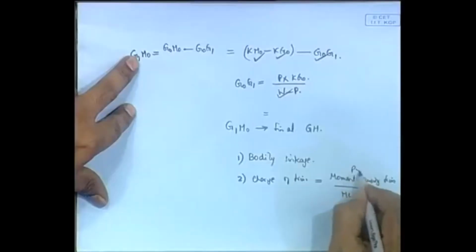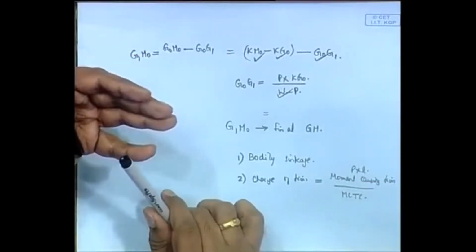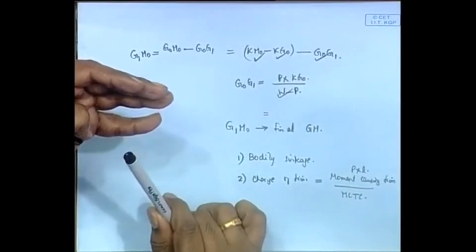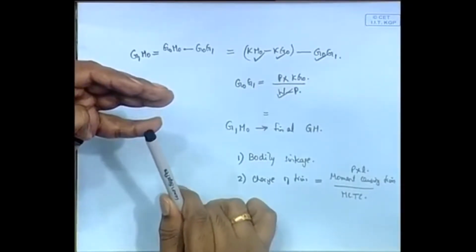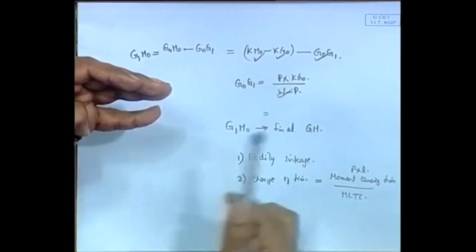You just have to find the moment anyway. So, W into D by MCTC. In this case, it becomes P into L by MCTC. In fact, there are only three types of problems. One is when a weight is added at some point; the distance from that point to the center of flotation becomes D and W is the weight added. If it is removed, then it's bodily rise, it's just minus.